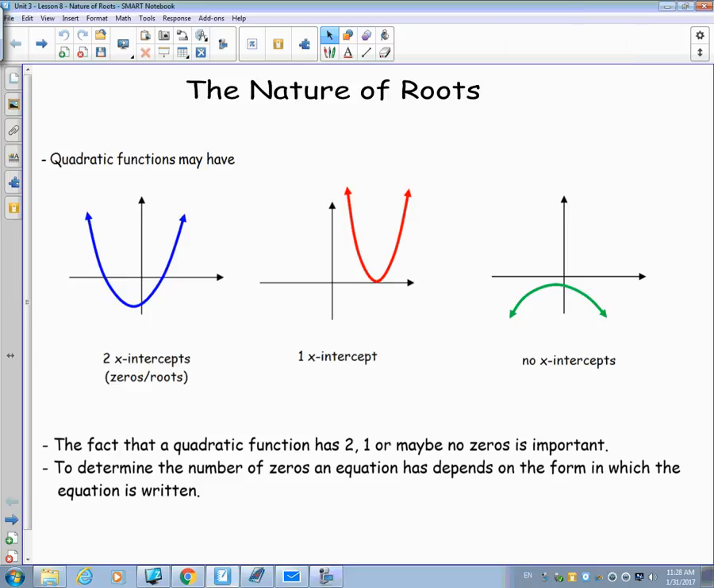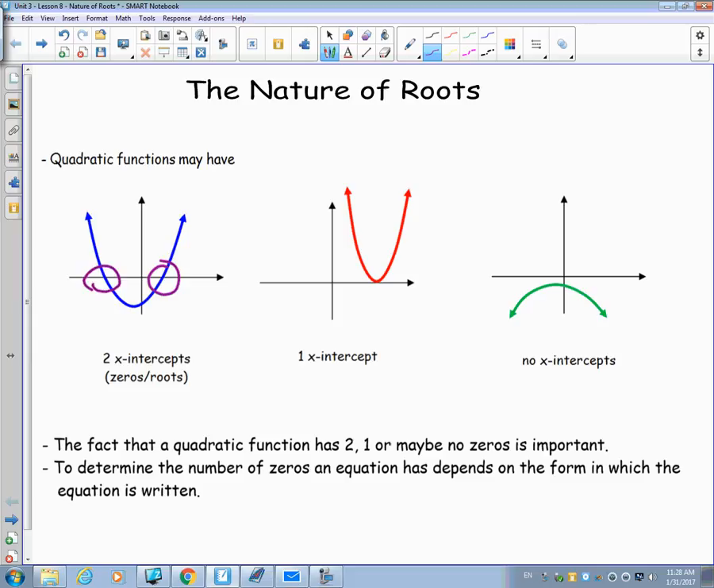In this lesson, we're going to examine the nature of roots. That is, the idea of whether a quadratic can be solved or not. There are three different kinds of situations we need to examine. A quadratic could have two roots, two solutions, two zeros. Those are all interchangeable words.